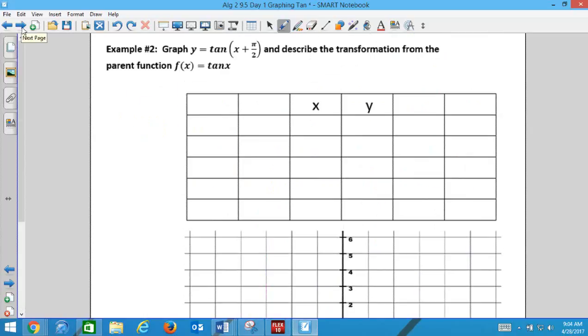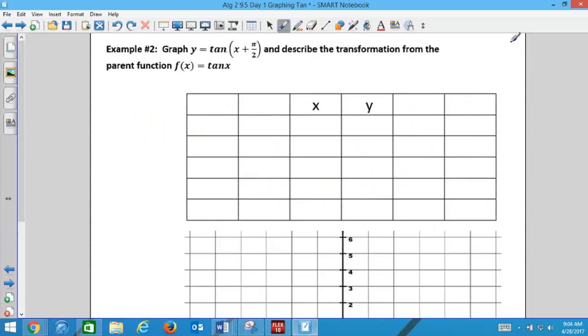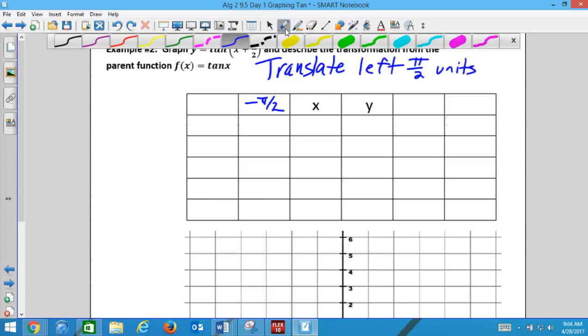Okay. All right, so this one, what is our transformation? Translate left pi over 2. Yes. So we will subtract pi over 2 from the x's.